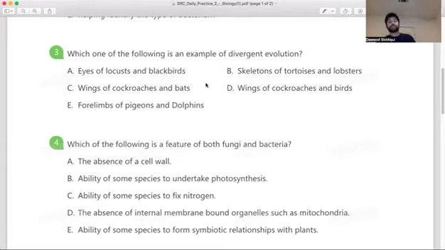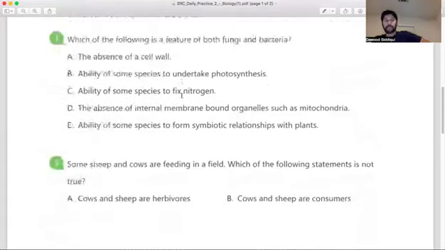In the context of this question, the best answer choice should be E, the forelimbs of pigeons and dolphins, right? Although they seem pretty different, dolphins having forelimbs and the pigeons, it does show that they once shared some sort of common ancestor. It's kind of a trivial question here by understanding these different examples.